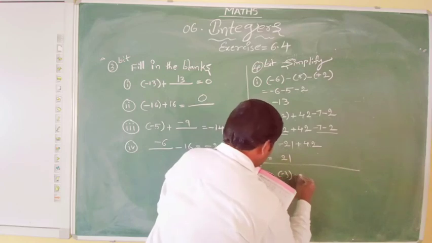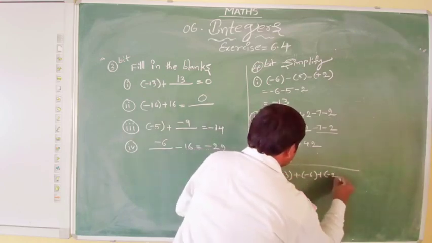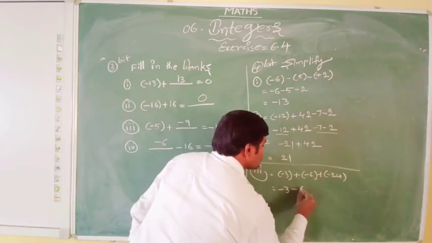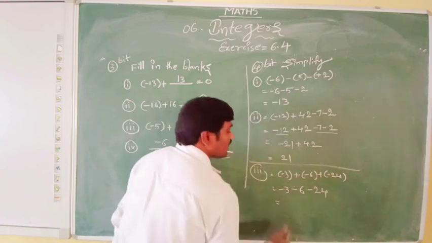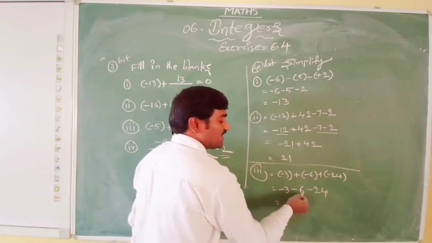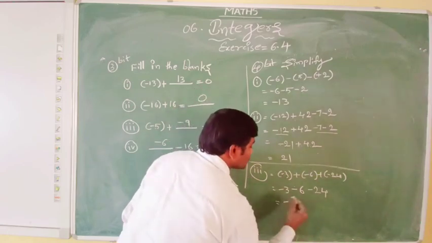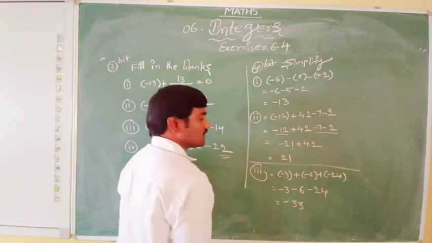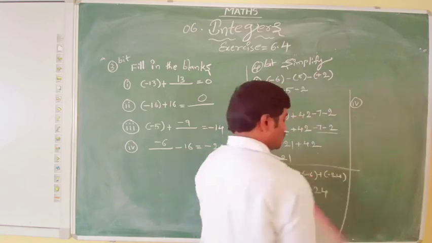Minus 3 plus of minus 6 plus of minus 24. That equal to minus 3 plus into minus, minus 6 plus into minus, minus 24. All negative numbers we add here. Minus 3, minus 6, minus 9, minus 9, minus 24, minus 33. Minus 33. Okay, we go for the fourth question and the last question of this chapter.